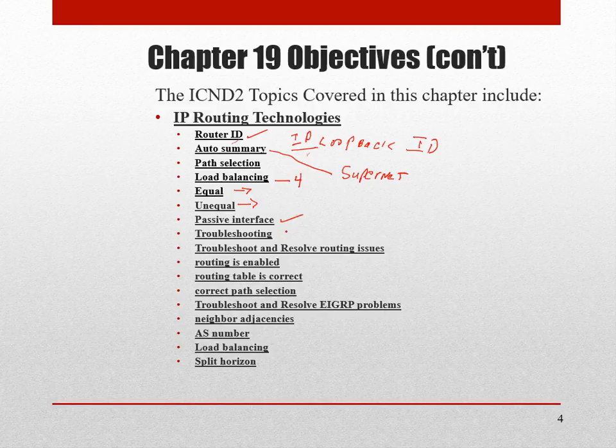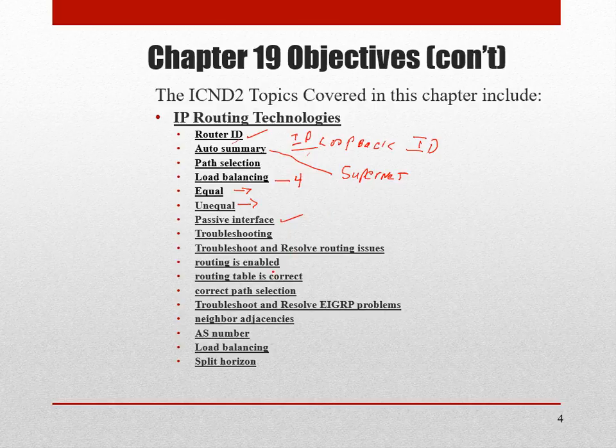Passive interface we've talked about before. We just turn off the advertising, in this case, of the protocol. That'd be something like if you had an interface that went to the ISP. You don't really want to advertise your internal network to the ISP and to the world.